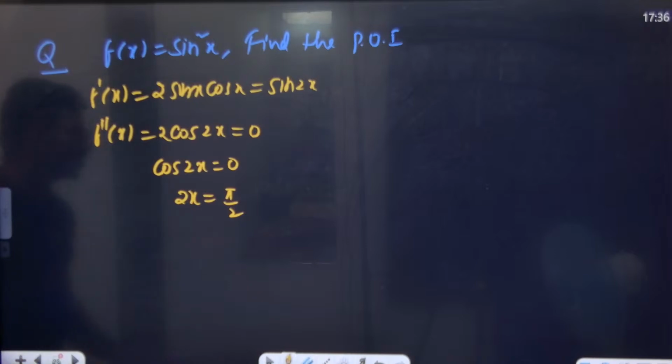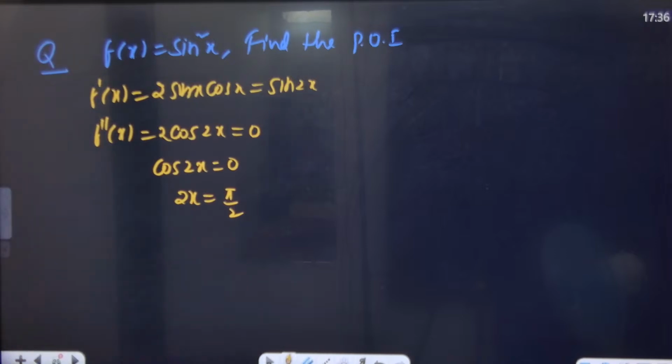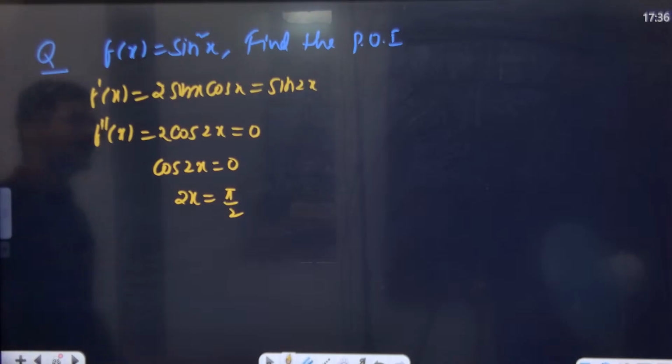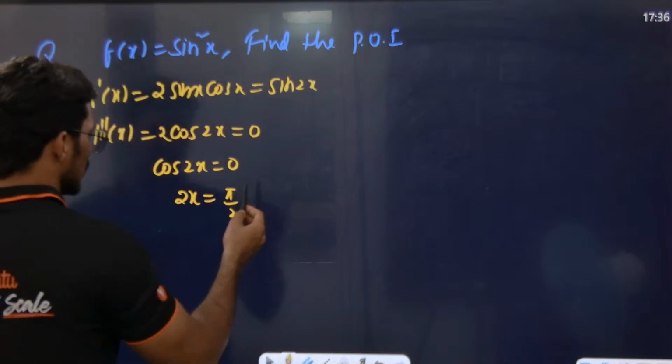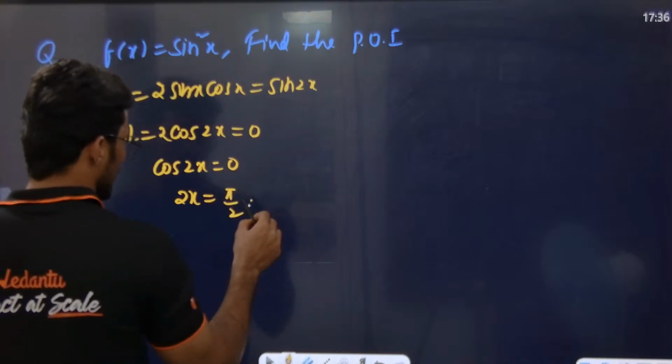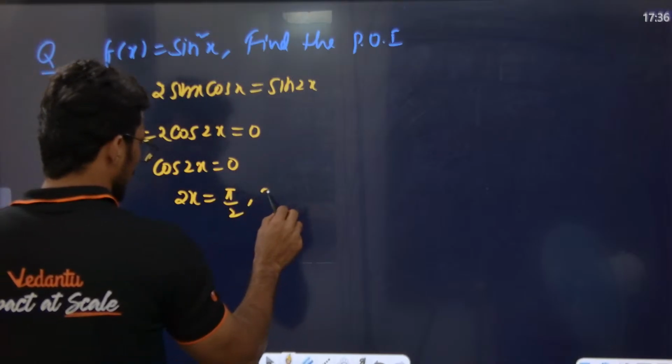Correct or not? 2x is equal to 90, yes or no? Sir, basically what is the period of this function? Pi sir. So let me say x is equal to 0, 2x is equal to 0, it should be pi by 2, or it can be 3 pi by 2 as well.